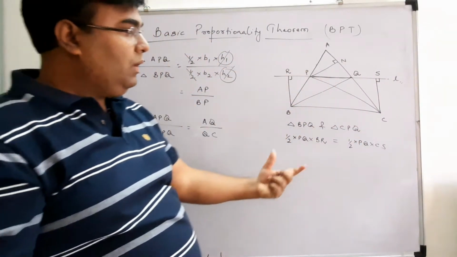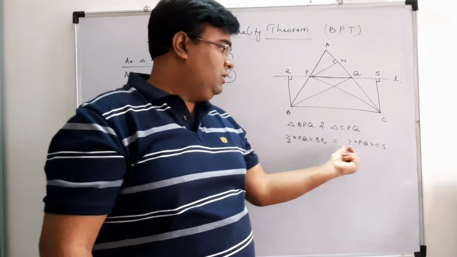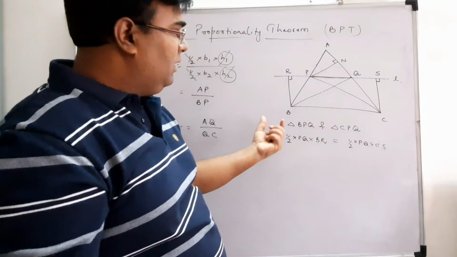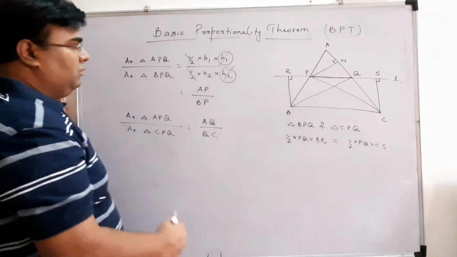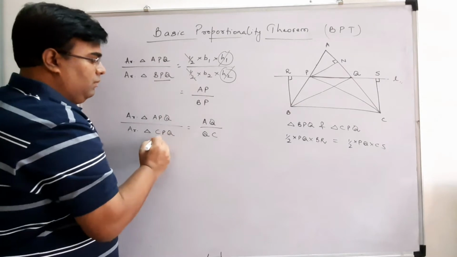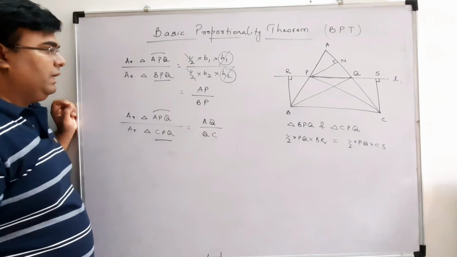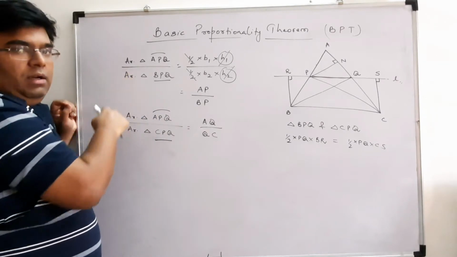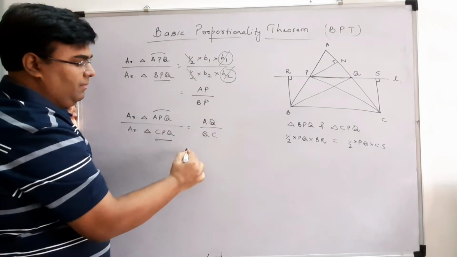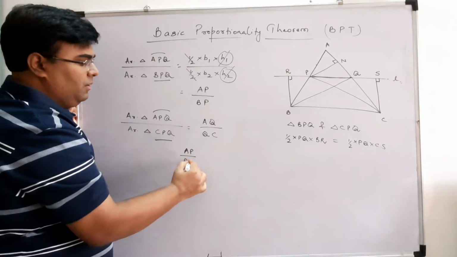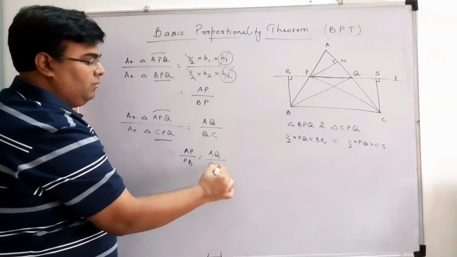Area of these two triangles are equal, half base times height, PQ is the same, and we are saying BR is equal to what? CS. So we can say that the area of triangle BPQ is equal to the area of triangle CPQ. Now look here, BPQ, CPQ, numerator APQ, APQ. So we can say that these two ratios are the same, hence these two ratios should also be the same. So AP upon PB is equal to AQ upon QC.